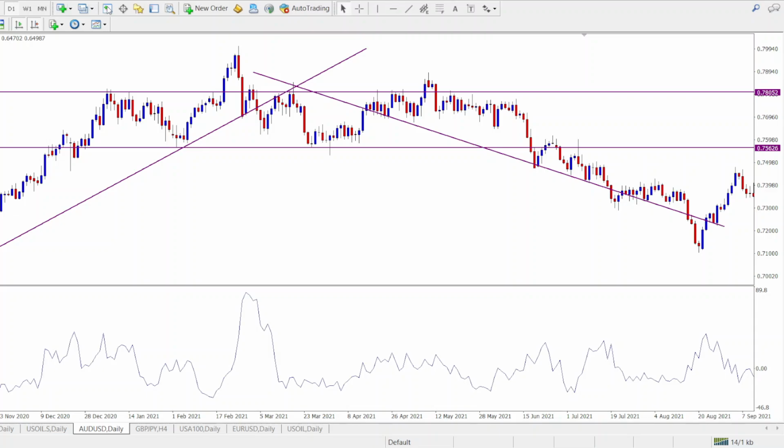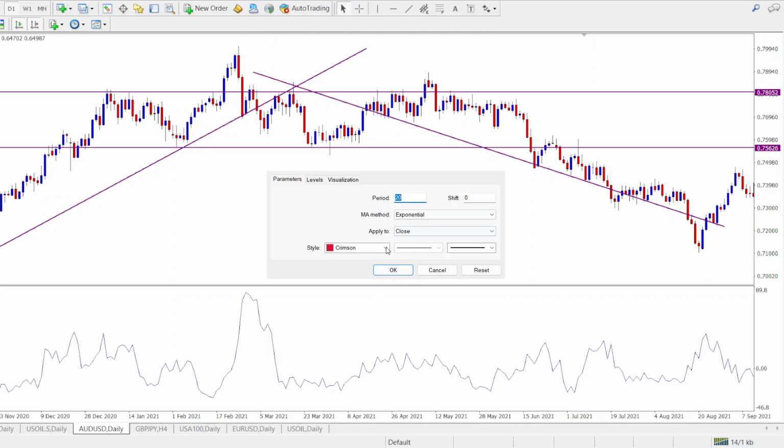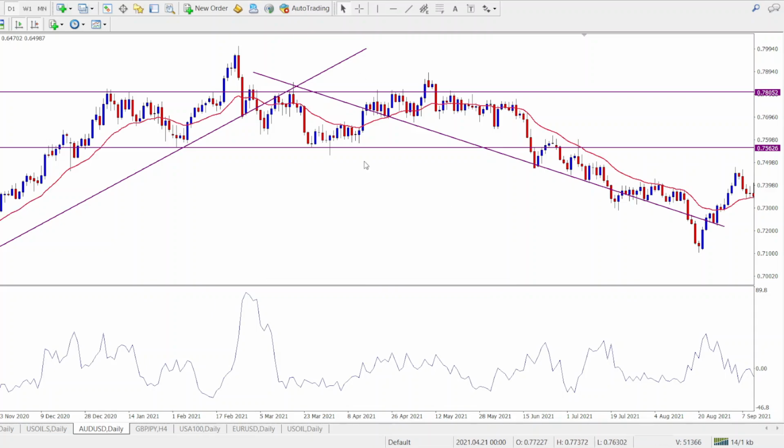You can also decide to add other indicators for confirmation, for example, the moving average. And we can see that the moving average also confirmed the reversal as the price dropped below the moving average.